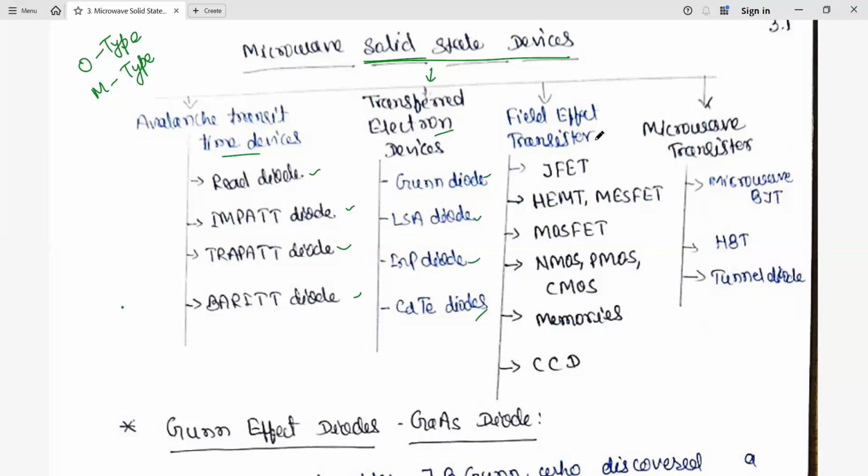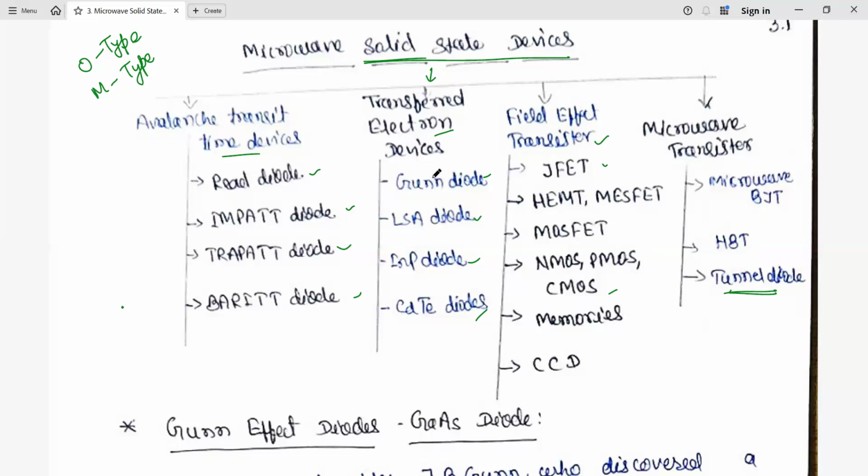Apart from this, we have field effect transistors. You are much familiar with these: JFET, MESFET, MOSFET, NMOS, PMOS, CMOS, and memories and CCD. All these come under field effect transistors. And the last one is microwave transistors. Under this, we have microwave BJT, HBT, and tunnel diode. The tunnel diode is also very important; you might have seen it in lower classes.